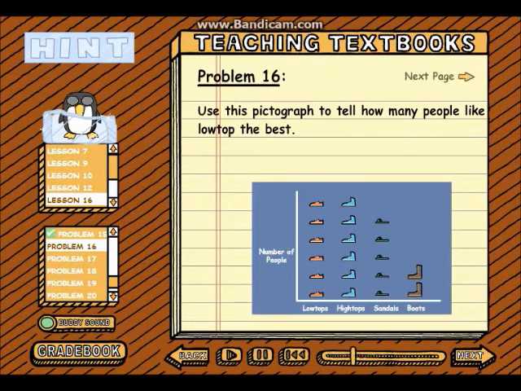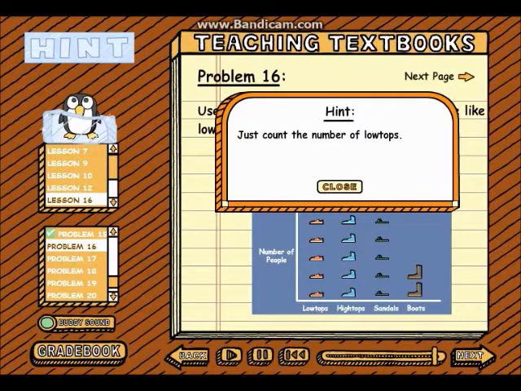Time out for a hint. Using this pictograph, you need to tell how many people like low tops the best. Here's a hint. Just count the number of low tops.